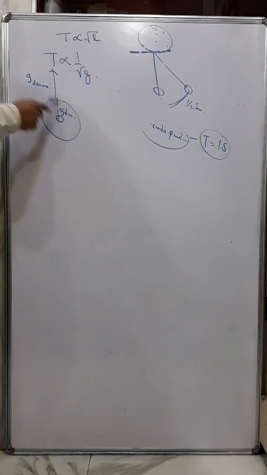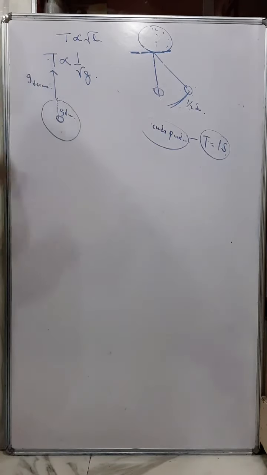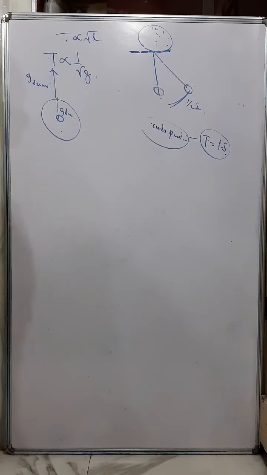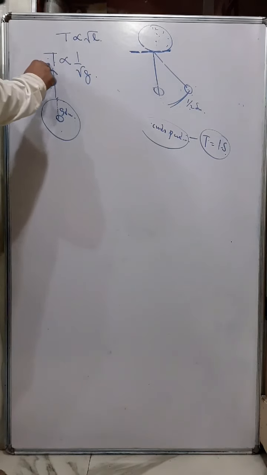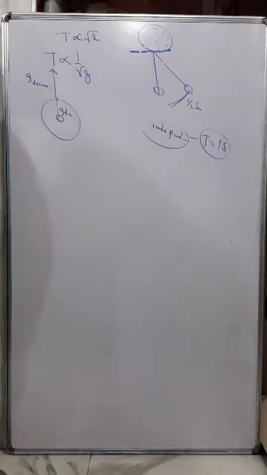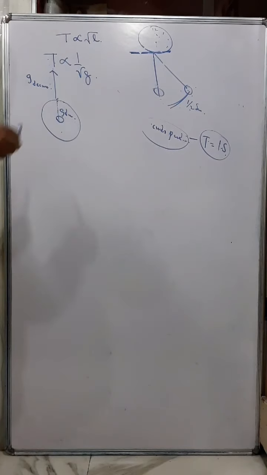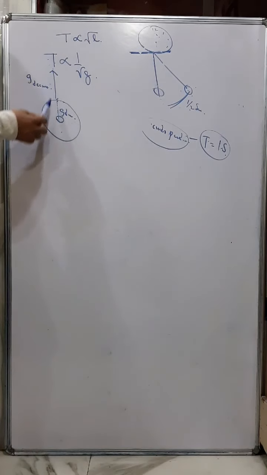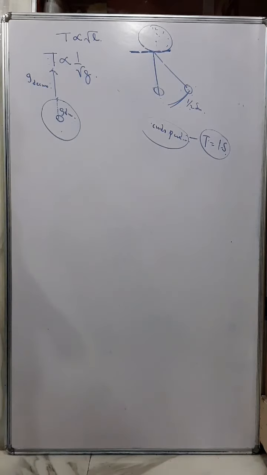And as G decreases, the time period will increase. And as the time period increases, the clock will go slow. Hence, a pendulum clock also goes slow when it is taken to mountains or mines. So that is the reason.